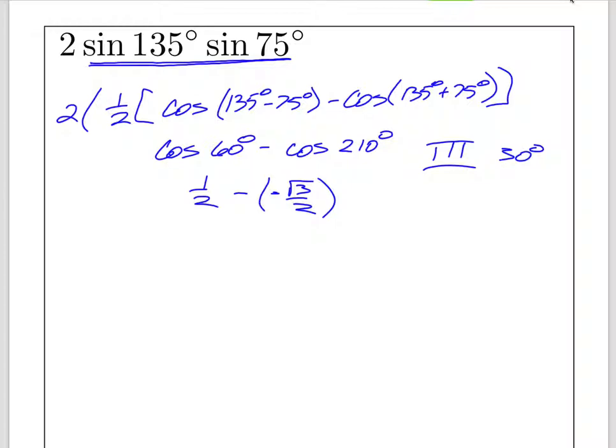So what's the best looking answer here? Very good. 1 plus the square root of 3 all over 2. And what is it that equals 1 plus the square root of 3 all over 2? 2 sine 135 sine 75. Very nice. 2 sine of 135 times sine of 75. Good.